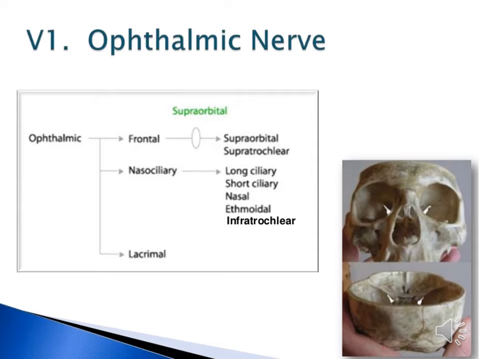The ophthalmic nerve divides into three branches: the frontal, the nasociliary, and the lacrimal. The frontal branch enters through the superior orbital fissure and then the supraorbital notch, and divides into two terminal branches, the supraorbital branch and the supratrochlear branch. The nasociliary nerve branches into the long ciliary nerve, short ciliary nerve, nasal nerve, ethmoidal nerve, and infratrochlear nerve. And the lacrimal nerve supplies the lacrimal gland.